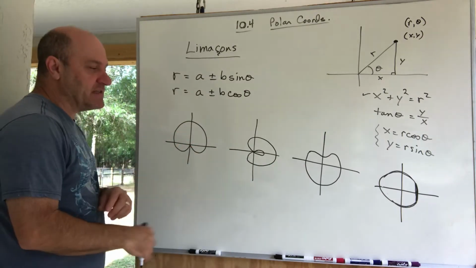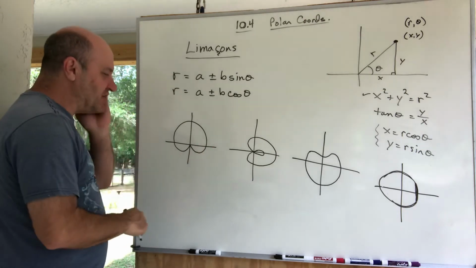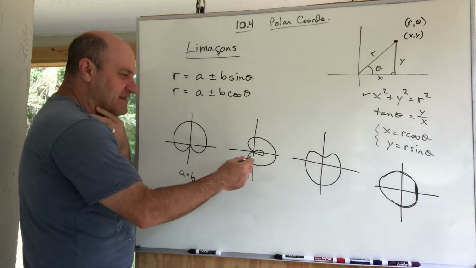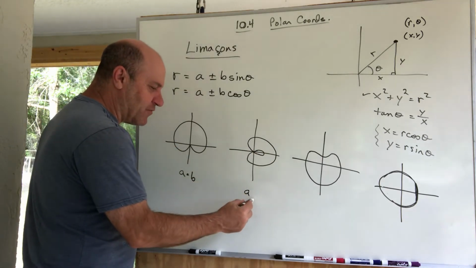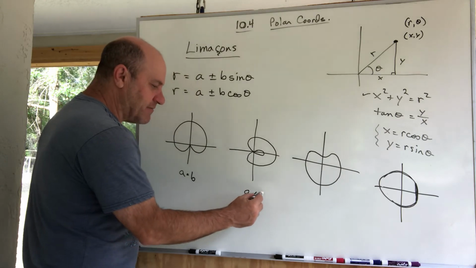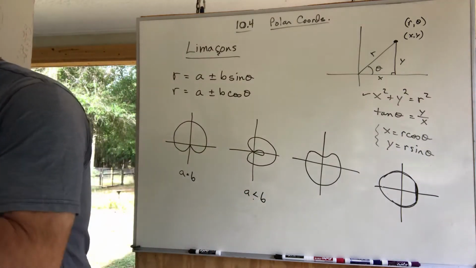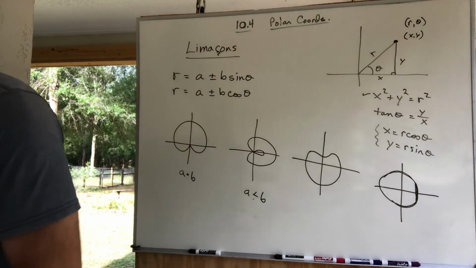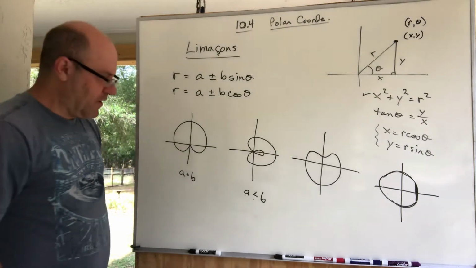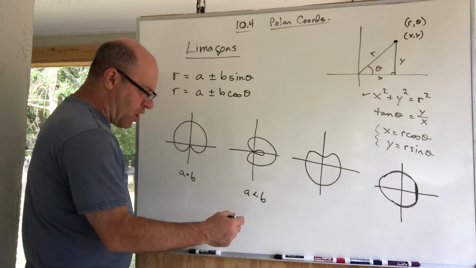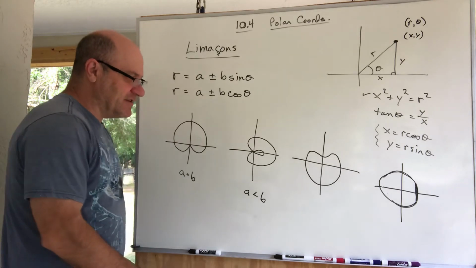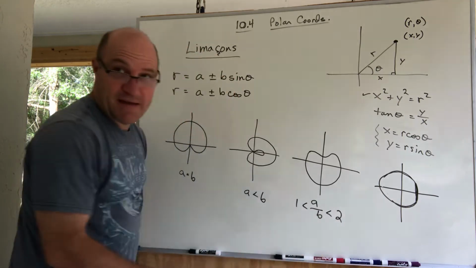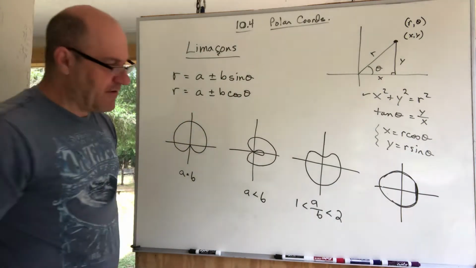Now I don't care for you to memorize that. You can look at it in the book. I think this is when A equals B, you get this. I can't remember. Maybe when the ratio of A to B is less than 1. That's kind of what I said there. This is when the ratio of A to B is between 1 and 2. And this is when the ratio is greater than or equal to 2.